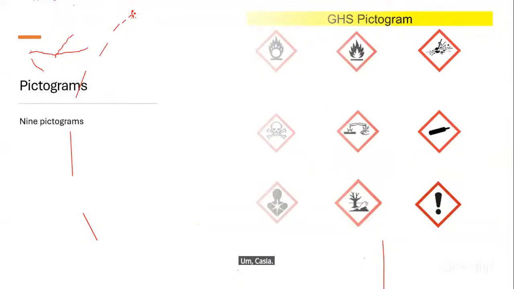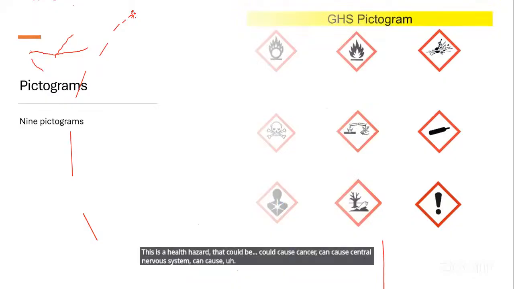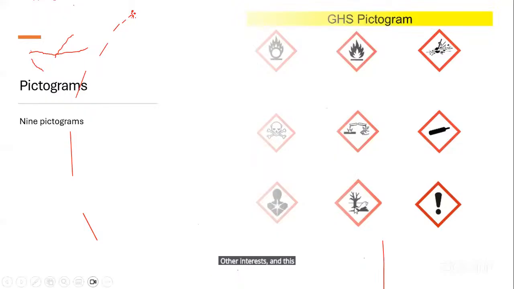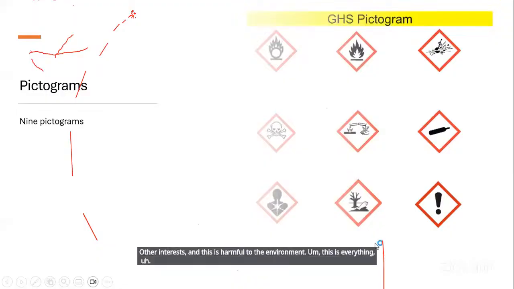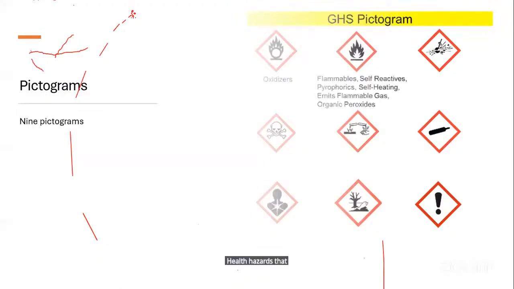So the first one is an oxidizer. That's flammable, explosive. That's poisonous or toxic or highly toxic. This is corrosive, compressed gas cylinders. This is a health hazard that can cause cancer, can cause central nervous system effects, can cause other illness, and this is harmful to the environment. And this is an irritant, or other health hazards.